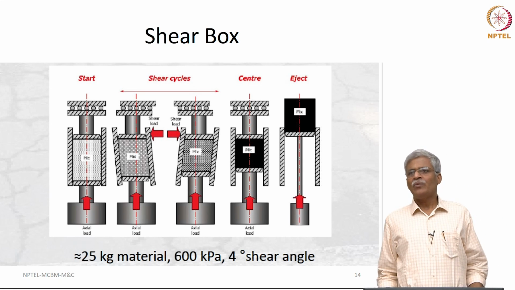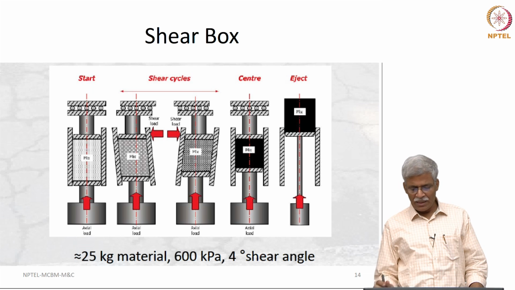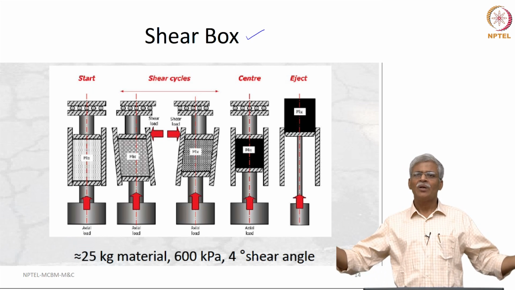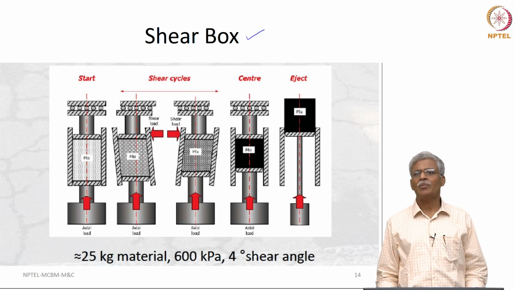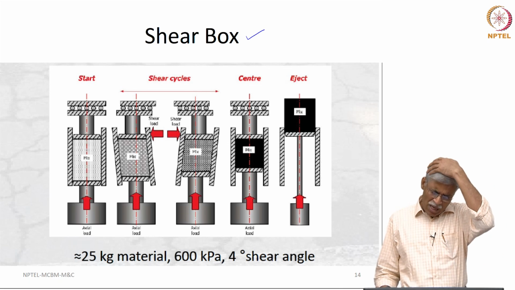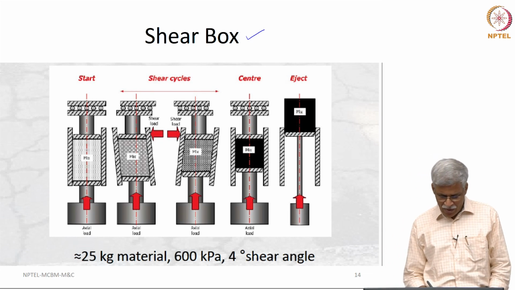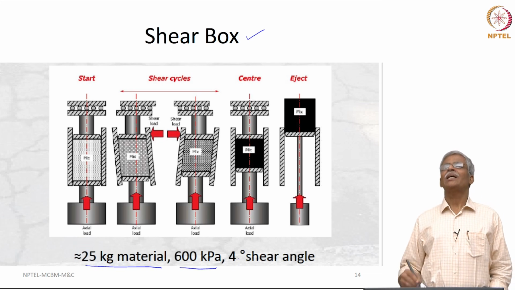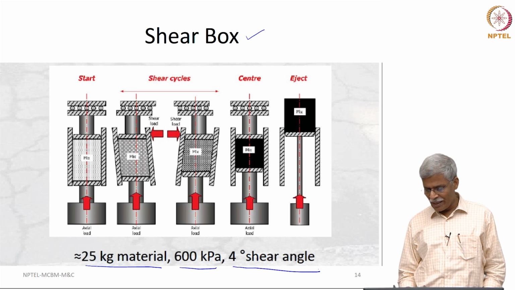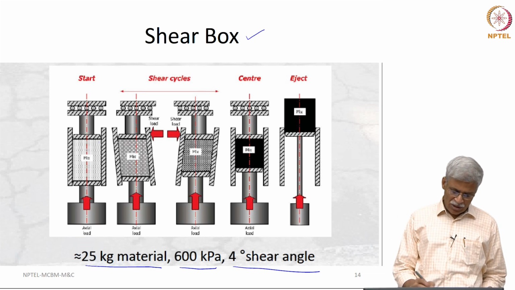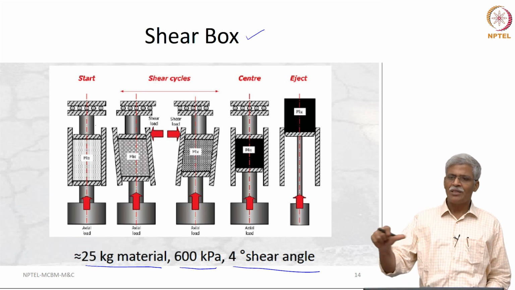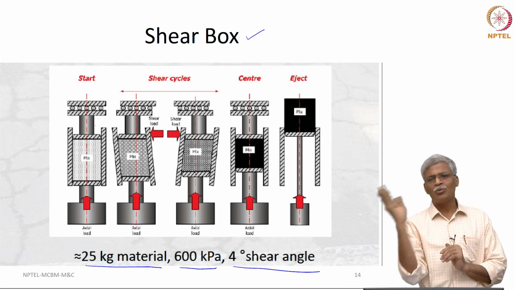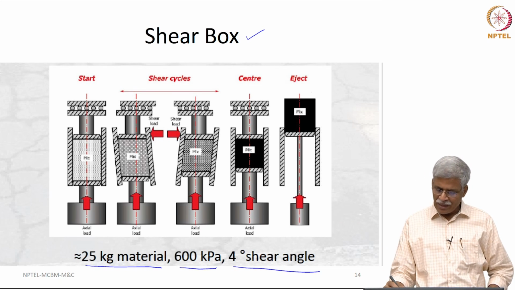The recent one that has come, which is doing a much better job of compaction, is the Shear Box compactor, in which the principle is the same, except that instead of a cylinder, we have a big rectangular prismoidal shaped beam specimen that is used, and the amount of material that is used is also very high. It is 25 kg material. The axial pressure is the same, 600 kilopascal, but the shearing angle is slightly higher, which is 4 degrees. So, you apply this 600 kilopascal, and then there is a shear force that is applied on either side through the movement of the angle. So, the bottom is kept fixed, and then it just keeps moving one side or the other, and then we finally eject it and we get it.